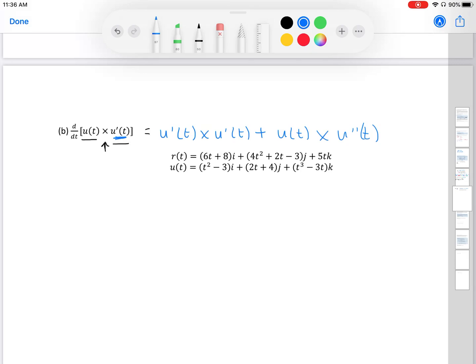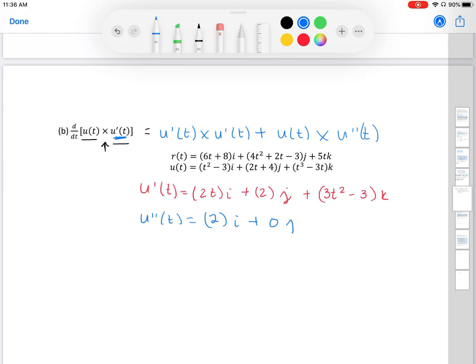Now here we have u. We're going to need u prime. So you can recall it from the past, or you can just take the derivative all over again. So that we have 2ti plus 2j plus 3t squared minus 3k. And u double prime will give us 2i plus 0j plus 6tk.